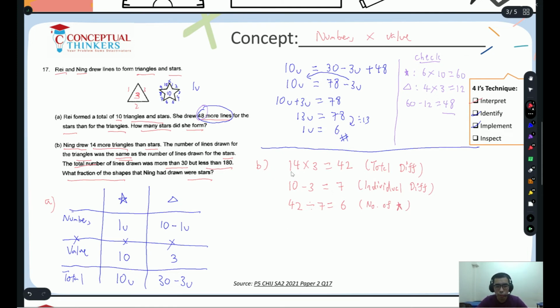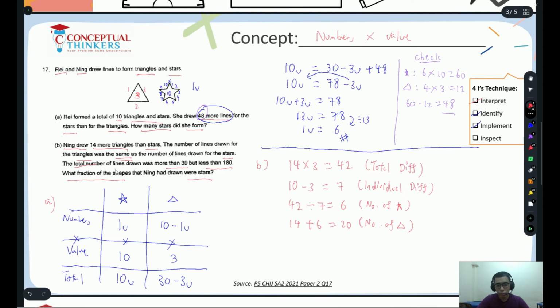Okay, the reason why you need to create an additional 14 triangles is because you need to reduce this difference of 7 lines if you compare one star and one triangle. So the total difference, if I divide by the individual difference, will give me the number of stars. And with the number of stars, and I do know that there will be 14 more triangles than stars, I will take 14 and add 6, and that will give me 20. So this will give me the number of triangles.